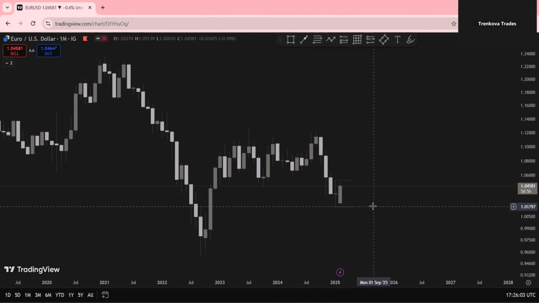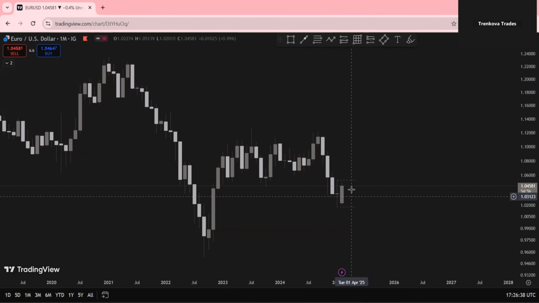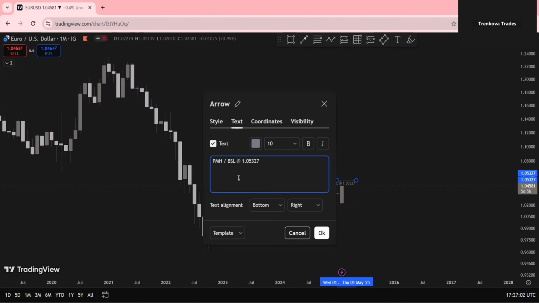Now this gives us an idea of what we can expect over the week to happen. So over the week we're expecting this high to be taken or this low to be taken. This is why it's important to have this marked out so we can see where the price is going next. These two areas are our sell side and buy side liquidity. Okay, so we have our previous monthly high as our buy side liquidity at this price point. And then we have our previous monthly low as a sell side liquidity.